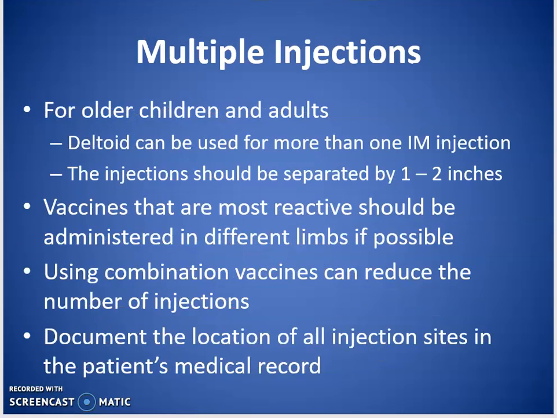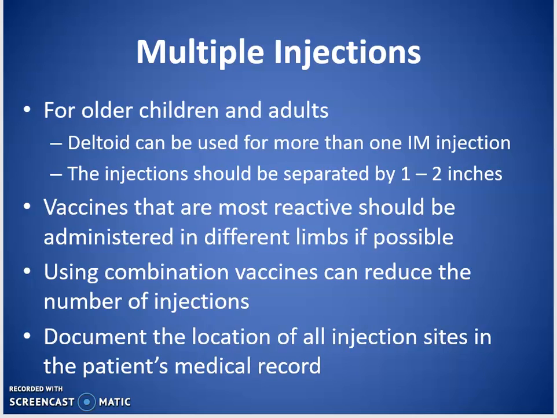So that's important. For older children and adults, the deltoid can be used for more than 1 IM and often is. Once again, separate by 1 to 2 inches. And once again, you want to say medication X was superior deltoid, medication Y was inferior deltoid, or posterior, anterior, however you're going to separate those. Once again, if there's a reaction and they're more than 1 to 2 inches apart, you'll be able to see the reaction. And if you know which medication was placed in which portion of that muscle, you'll be able to understand which medication they're reacting to.